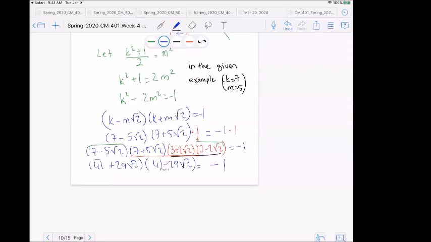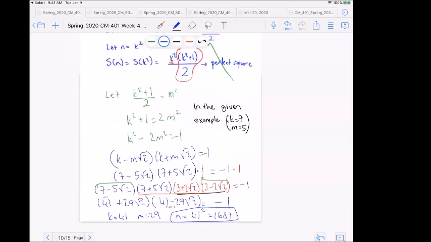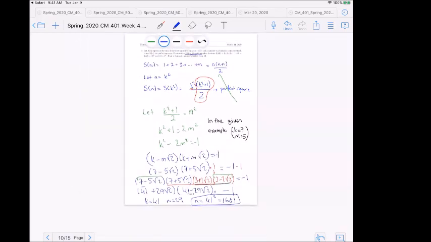So therefore, we can see that another value that I found was k is 41, n is 29. So that means n is 41 squared, which is 1681, is another number. Okay, so this was another way to find it, but obviously you guys found it earlier, 1681, right? Okay. Yes. You guys can write.